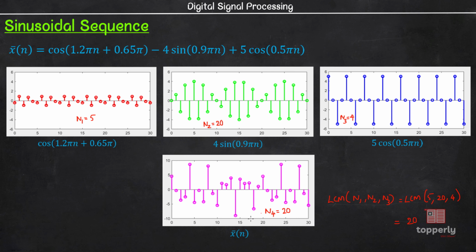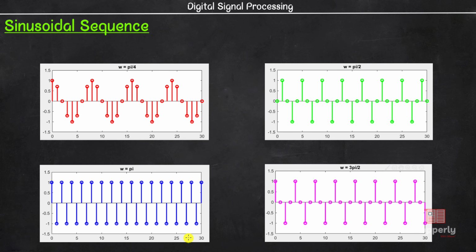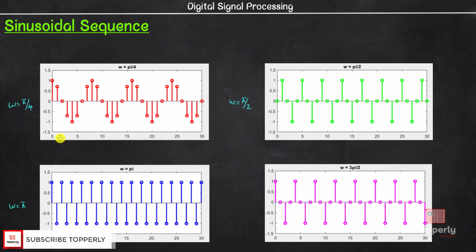Now, there is also an interesting thing that happens in the case of discrete sinusoidal signals. To understand that, let us see these four graphs. The red sequence here has omega equal to pi by 4. You can see that it takes 1, 2, 3, 4, 5, 6, 7, 8 samples to complete one cycle of the cosine waveform. Now, this green signal here has omega equal to pi by 2, and it takes 1, 2, 3, 4 samples to complete one cycle. This means that this function is oscillating faster than the one with omega equal to pi by 4. Now, coming to omega equal to pi, it only takes 2 samples to complete one cycle. So, as you can see, the signals oscillate faster when omega is increased from pi by 4 to pi, which is normal, right?